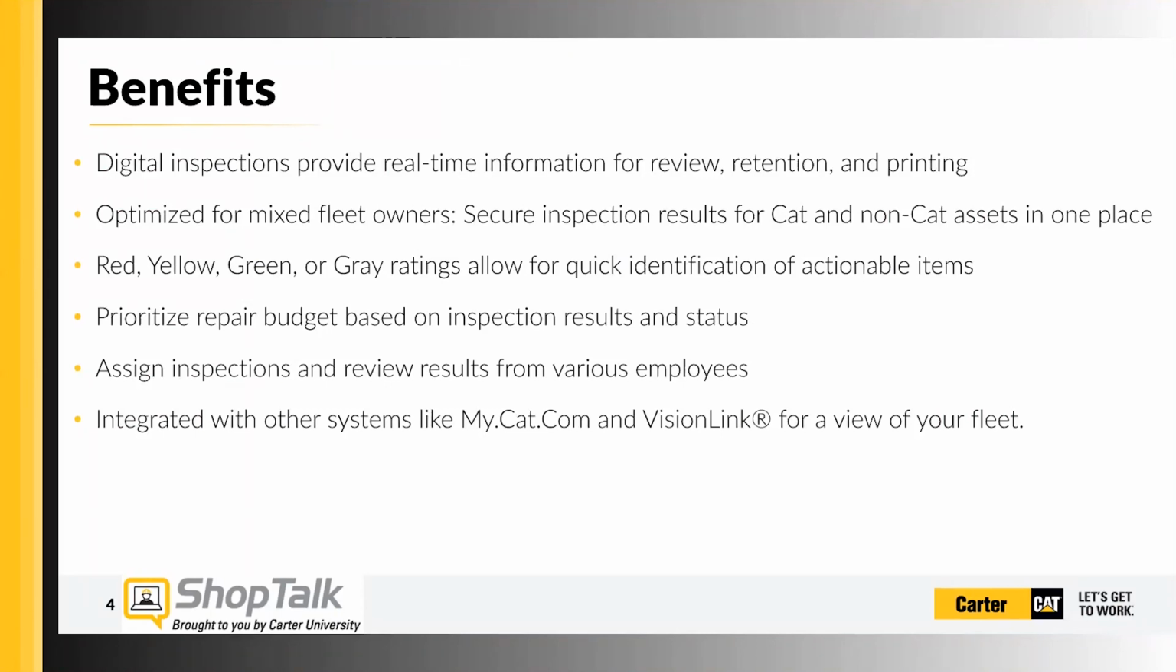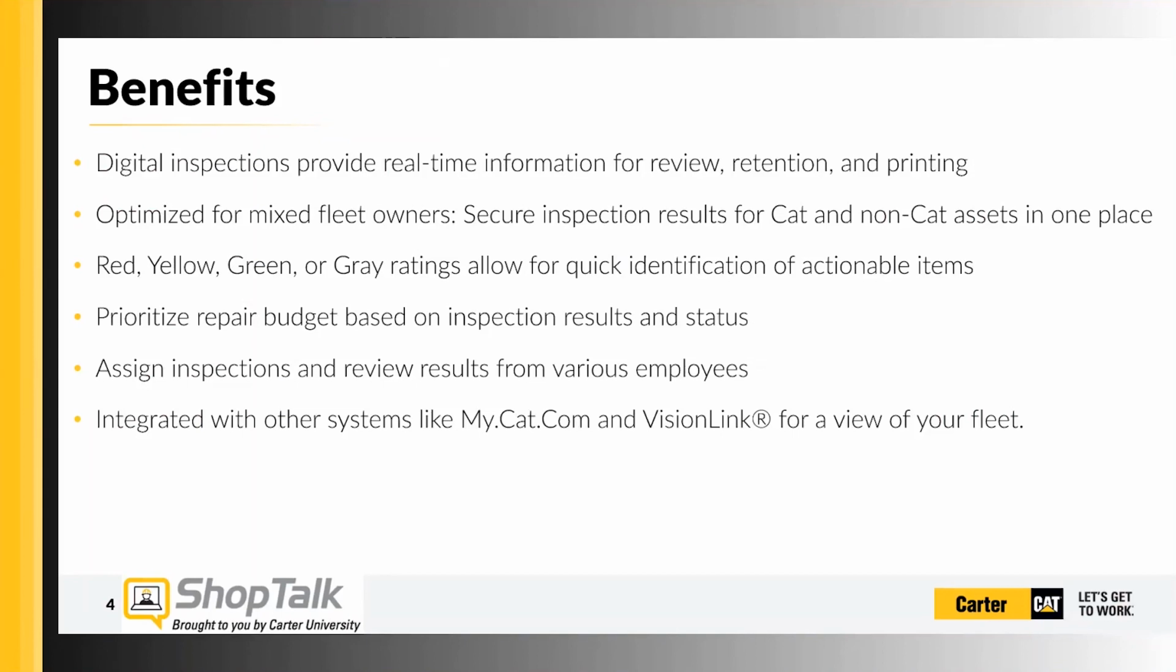There's different classifications for actionable items, so there's a red, yellow, and a green. So it allows you to go through there quickly. You can spot the reds and the yellows and go from there. And Afton will show us a little bit about that.